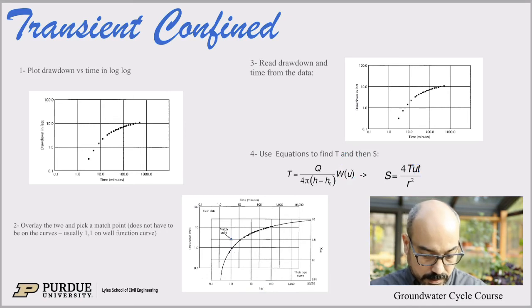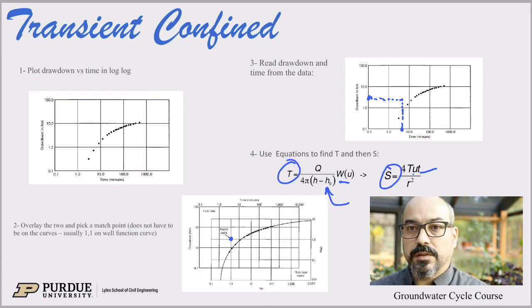Once you have that match point, you want to read your drawdown and your time in the data plot. That match point was right about here, I believe. So you go down here in your data and you read your drawdown and your time. Finally, once you have time and drawdown and you have u and W of u, again 1 and 1 here, now we have time here and we have the drawdown here. Now we have everything. We can just plug in and find the transmissivity and the storativity for this particular aquifer. This is really how the method works, and we'll do an example. We'll plug in those numbers in a second.